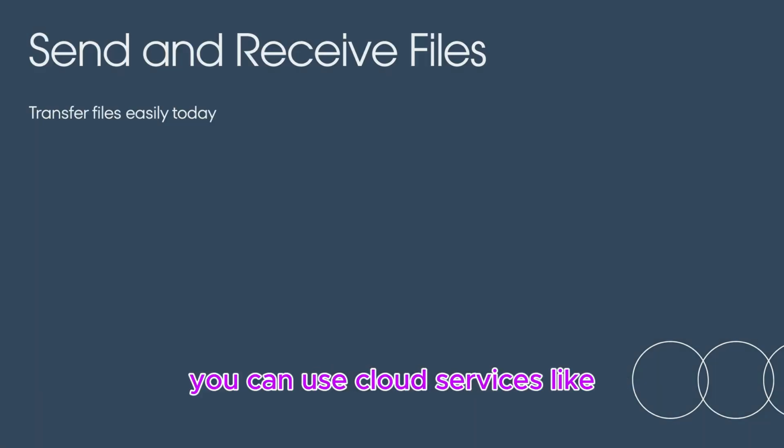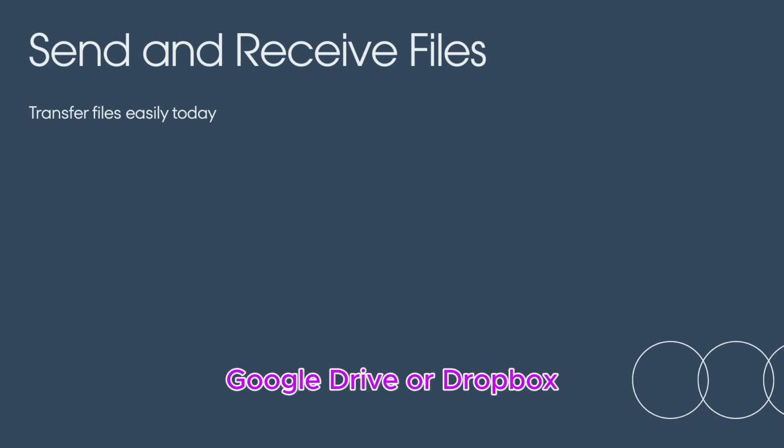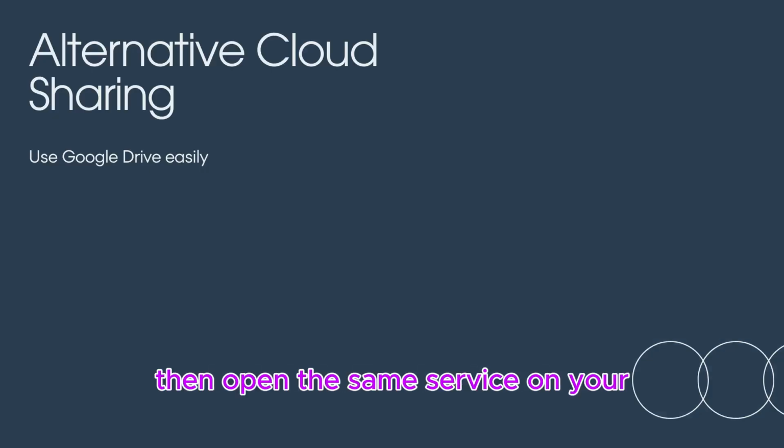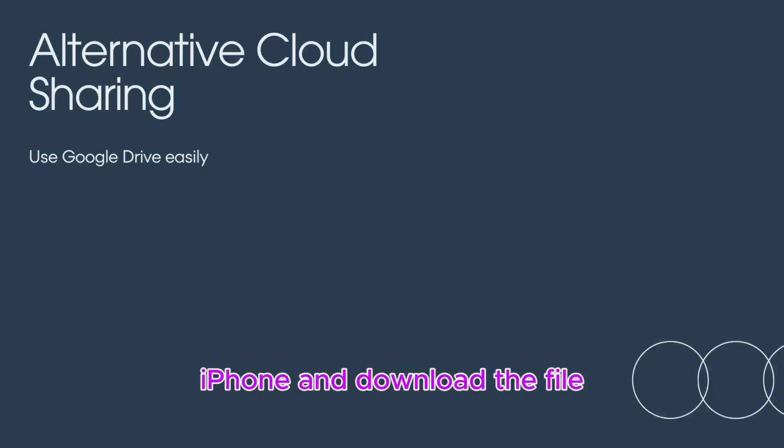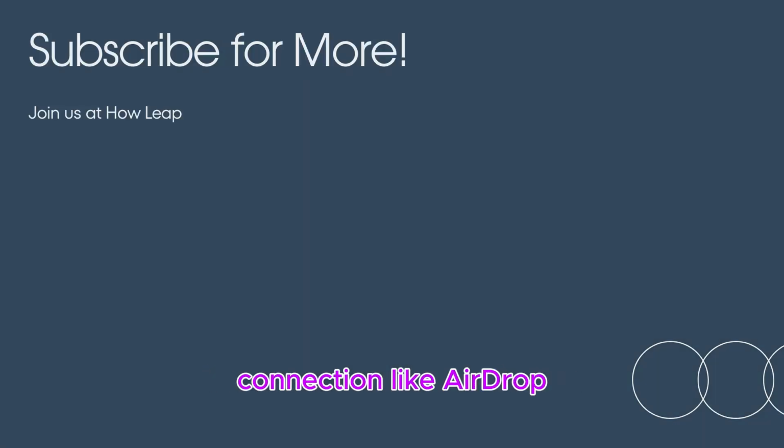Alternatively, you can use cloud services like Google Drive or Dropbox. Upload the file from your Android to the cloud service, then open the same service on your iPhone and download the file. This method transfers files without a direct wireless connection like AirDrop.